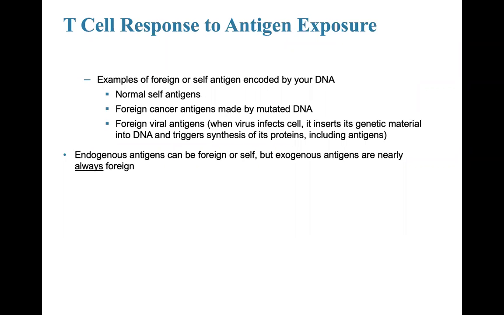Examples of foreign or self-antigen: self-antigens are encoded by your DNA. You have normal self-antigens. Foreign cancer antigens are made by mutated DNA. Foreign viral antigens: when a virus infects a cell, it inserts its genetic material into the DNA and triggers the synthesis of its proteins, including its own antigens. Endogenous antigens can be foreign or self, but exogenous antigens are always foreign.